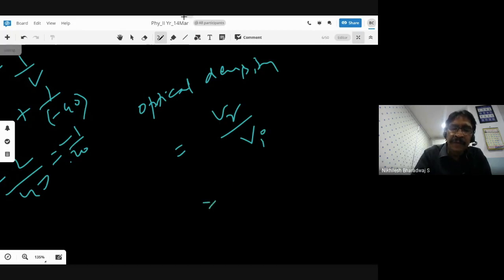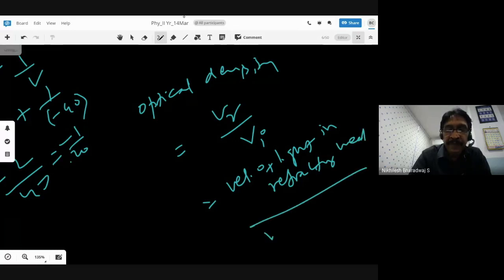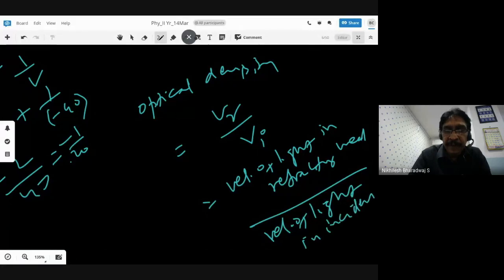What is VR? Velocity of light in the refracting medium, divided by velocity of light in the incident medium.